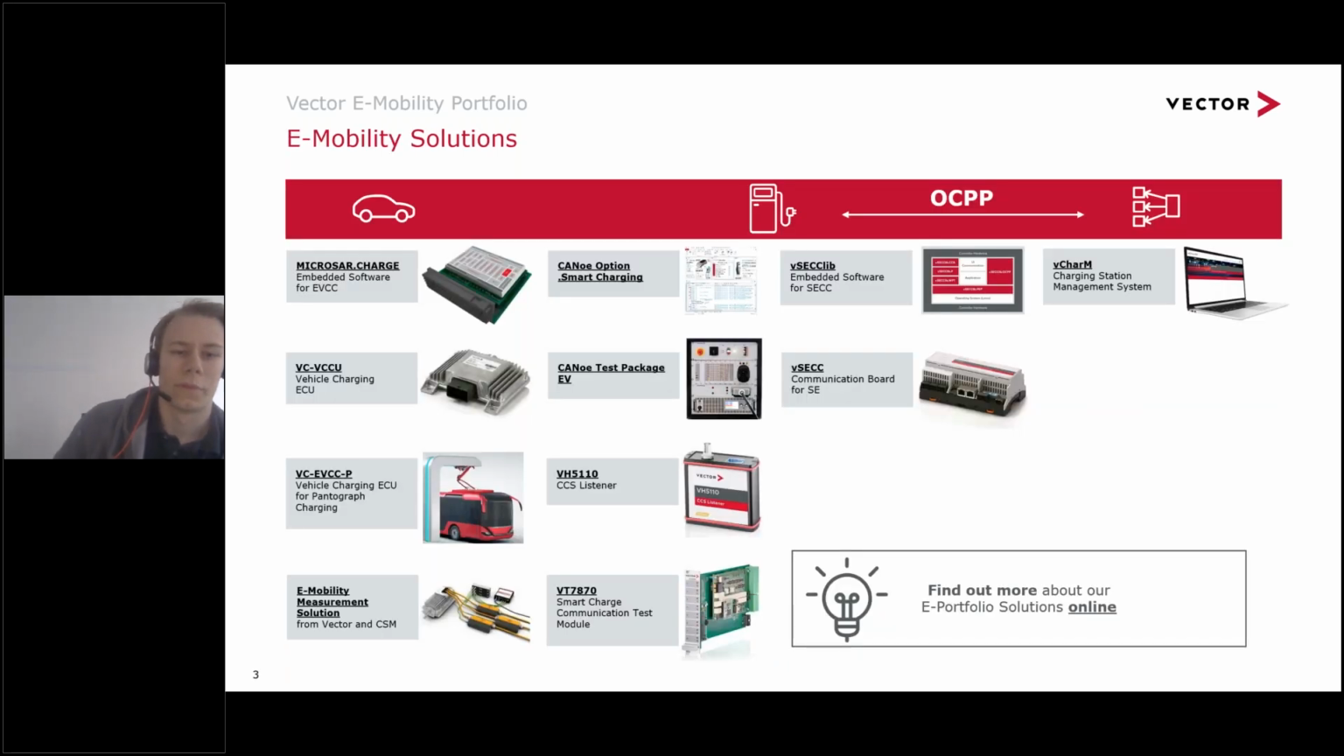Looking at our e-mobility solutions, we can focus on the products between the charging station and the back office. On the one side, we have the VSEC Clip, which is a communication stack for both the communication to the vehicle and the communication to the CSMS. We also have a controller, which we call VSEC, an embedded device located in the charging station and handling the communication to both the vehicle side and the backend side. Also, we have a backend implementation of OCPP called VCharm, our charging station management system.